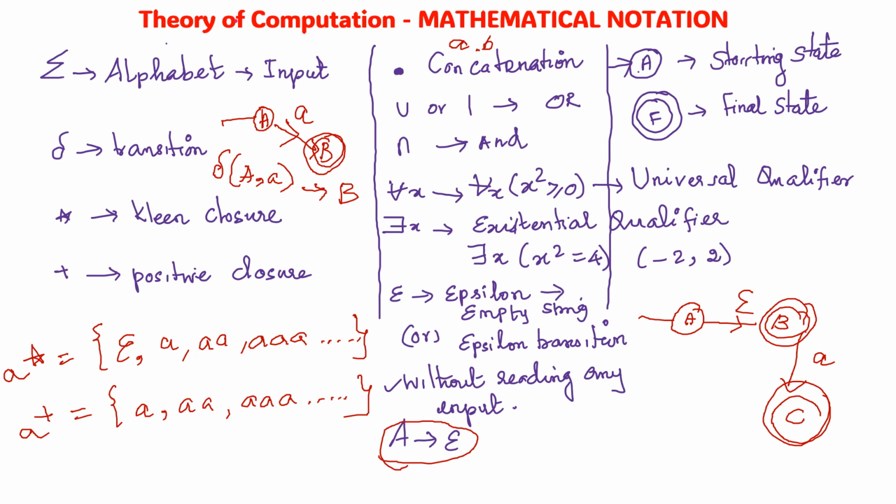Next one is the symbol for the starting state. It is always represented as an arrow mark with a single circle, and the ending state, or final state, or accepting state, is represented as a final state symbol. That's all, almost the same symbols are repeated again and again in almost all automata. That's all. Thank you.